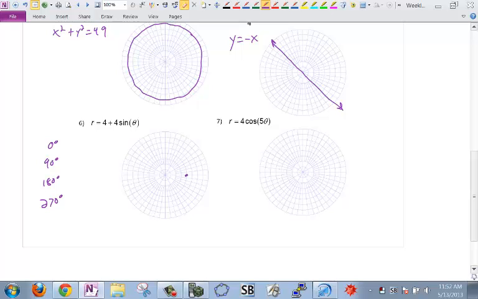So I wanted to see this point. You plug 90 in, that outputs 8. So I would like to have seen that point. Plug 180 in, that outputs positive 4. And then you plug 270 in, and that outputs 0. So you should have a cardioid. That looks something like that.